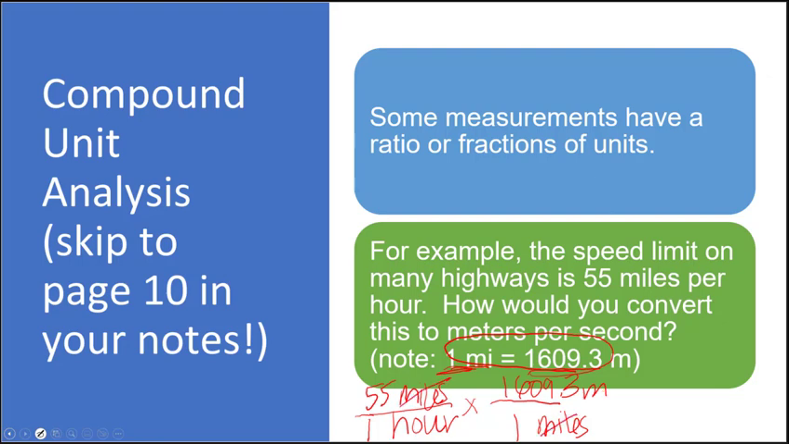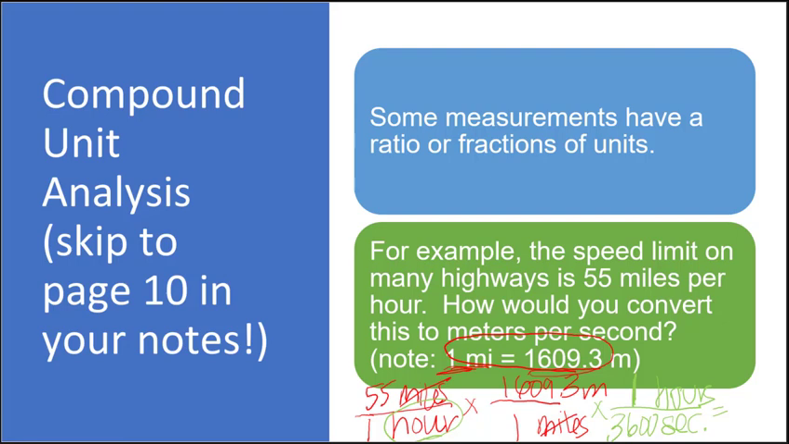And then next, we got to get rid of the hours because we want per second. So I need to have hours on top and seconds on the bottom. For 1 hour, there's 60 minutes, and in 1 minute, there's 60 seconds. So 60 times 60 is 3,600 seconds. So now all we need to do is multiply across and divide going down.